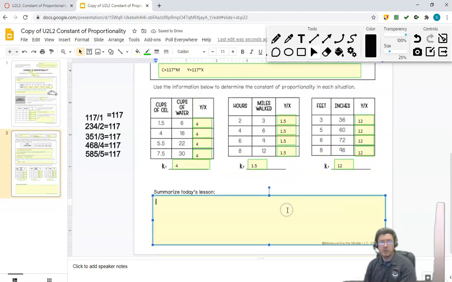So go ahead and summarize what you've learned. What is the constant of proportionality? What does it mean for something to be proportional? How is that connected to ratios and rates?